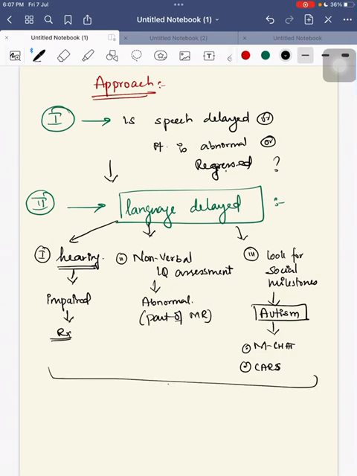If everything is normal, there is no abnormality, it can be a delayed maturation, or the child can be a late talker. This is when the language is delayed. Next we'll see when the language is abnormal.